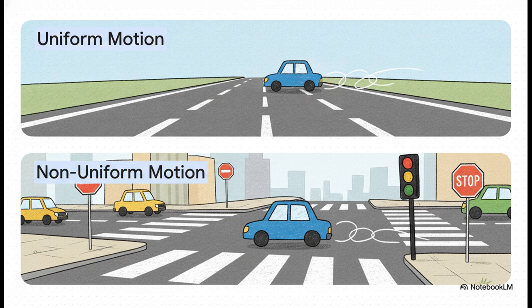But contrast that with earlier, when you were stuck right in the heart of town, hitting every single red light just as it turned yellow, aggressively braking for pedestrians, inching forward in gridlock, stopping and starting over and over. That is a classic, deeply frustrating example of non-uniform motion. Your speed was continuously fluctuating, which is exactly why your travel time was entirely unpredictable.